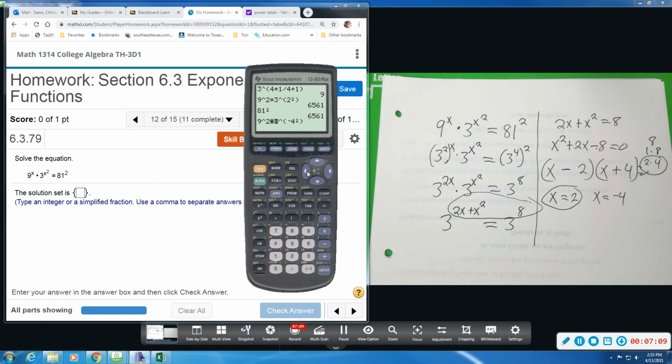If you just start typing, like if I came over here and you see how this is 9 raised to the second power, if I just start typing a negative, it just types over that and gets rid of it. So I have to do second insert to be able to add an extra character. So negative 4. All right, so let's check that out. And we get this, which is not the same as 6561. So the x equals negative 4 doesn't work. And we want to use x equals 2.